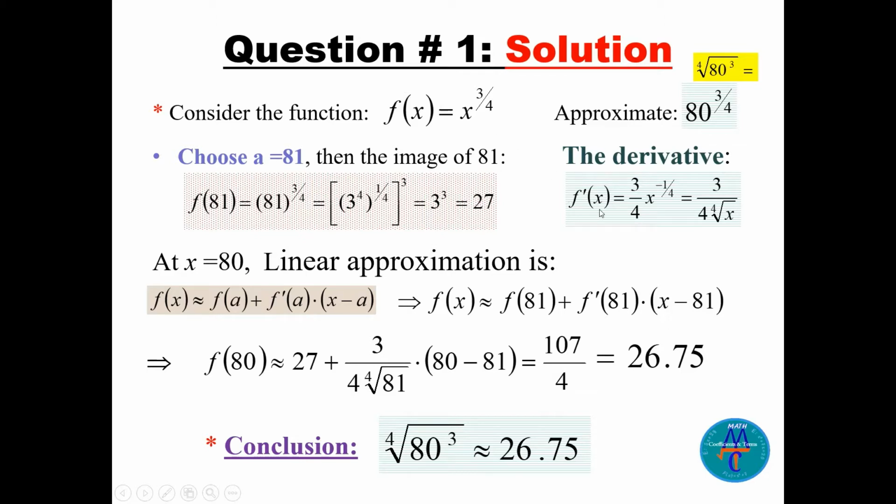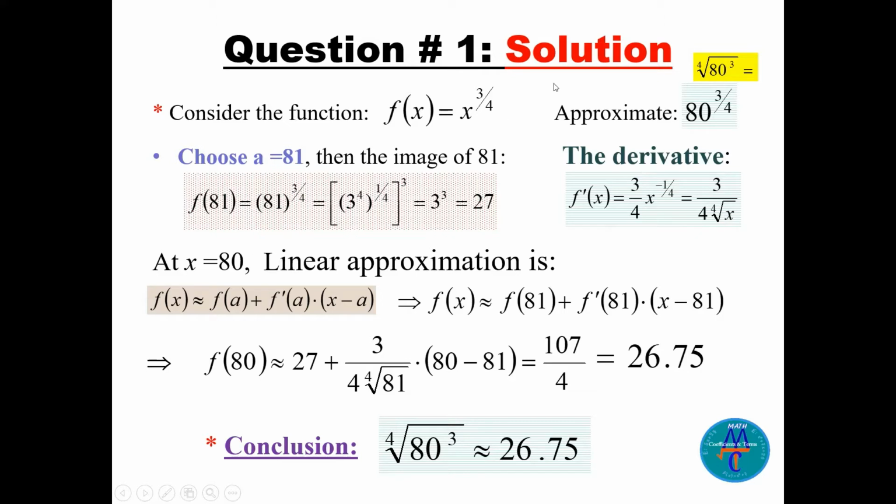Directly, we need the derivative also. F prime of x will be 3 over 4, x to the power 3 over 4 minus 1, which will be minus 1 over 4. So we can write it as 3 divided by 4 times the 4th root of x.